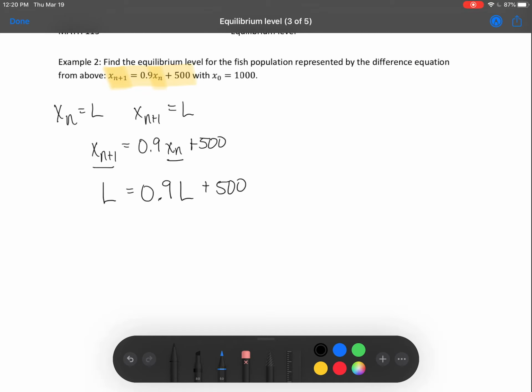All right, so now this equation that we just wrote down is an equation in one variable. We know how to solve that. If it helps, you can put a 1 in front of this L right here. Usually we don't write 1 as a coefficient, but in this case I think it makes it a little bit easier to solve for L.